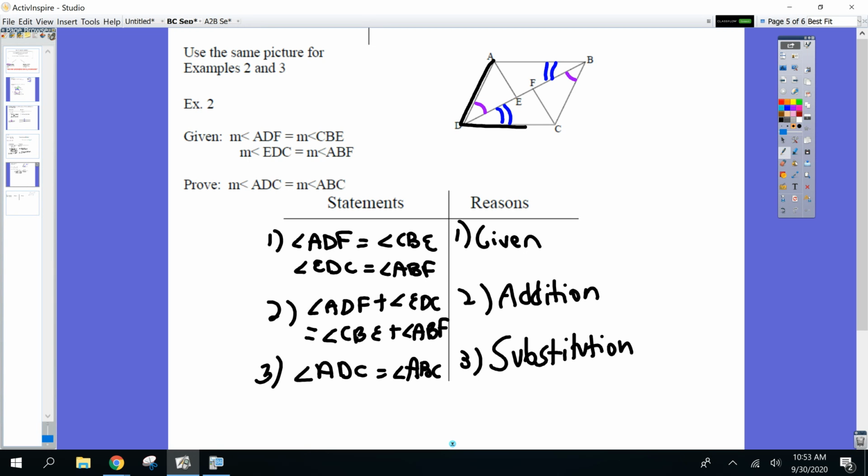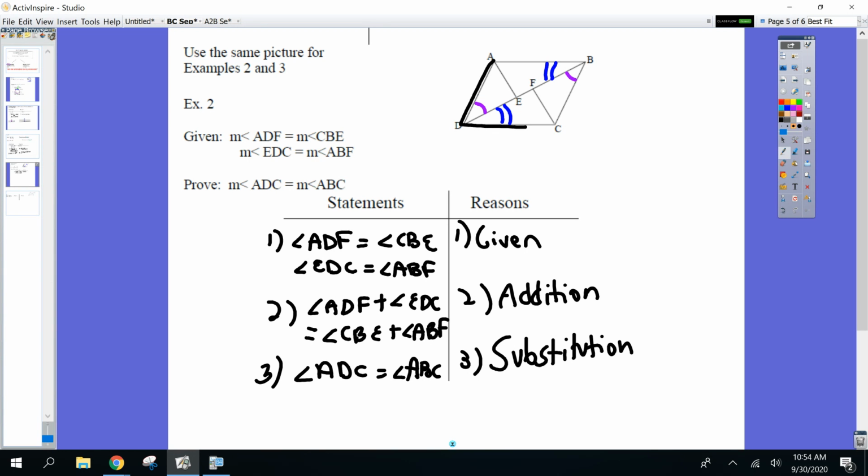How are we feeling here? I know many of you are thinking this right now: this is so easy, I just write addition and substitution and I'm done. Wait till we get to number 3. It's not all like this, okay?